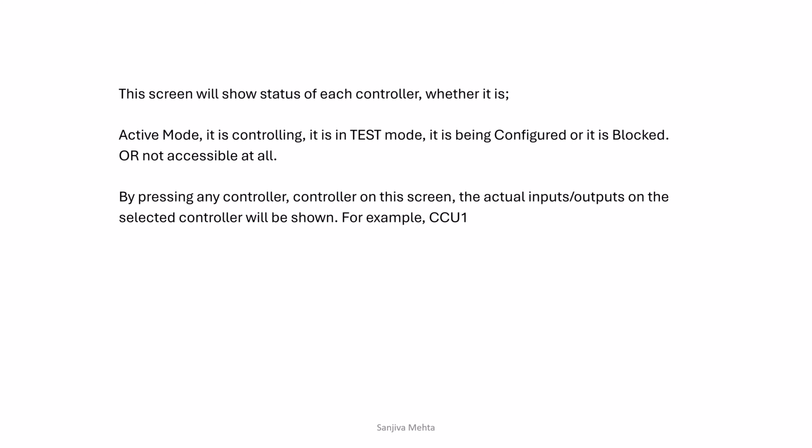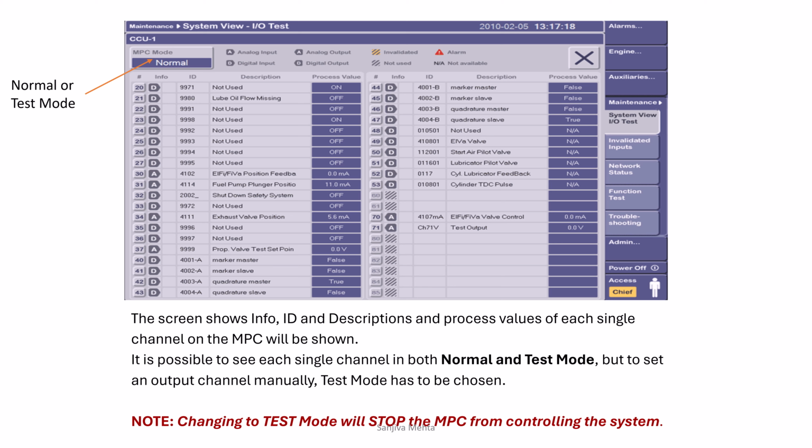By pressing any controller on the screen, the actual input output on the selected controller will be shown. So if you want to check, let's say CCU1, press that controller, and all the input output on the CCU1 will be shown. For example here, CCU1, MPC mode, normal. If it is shown test mode, that means it's test mode.